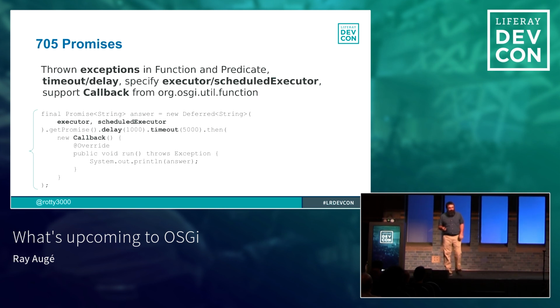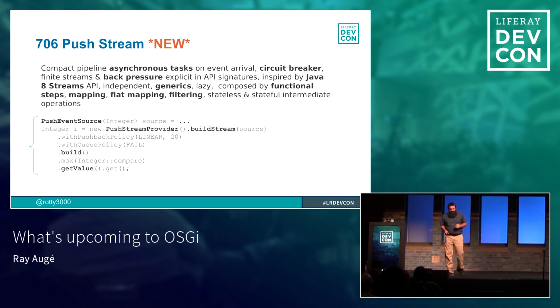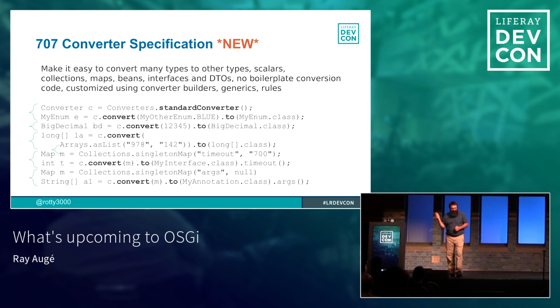It's really, really nice. Push streams is an asynchronous data processing API, which is, again, one of the OSGi specifications that you can use outside of Liferay. This is for doing all of your async data processing, and very, very interesting. Lots of really cool stuff to be done with that.